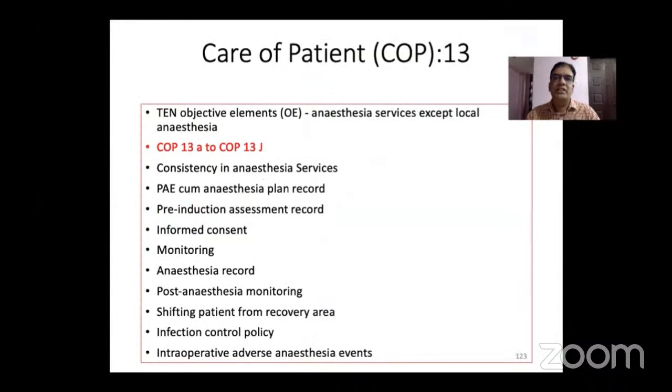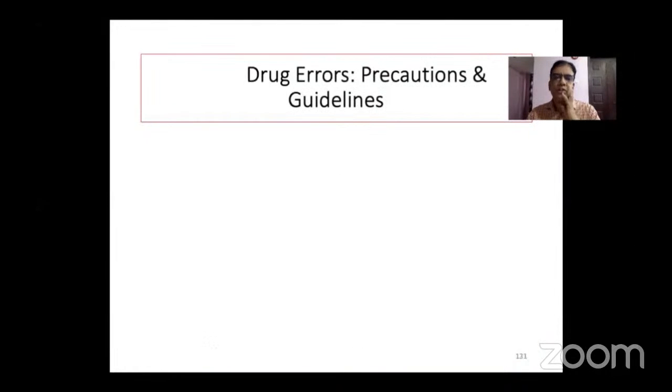In the care of patient, item number 13, A to J, about 9 points, it has got discussion about the data keeping. Starts from the consistency in the initial record keeping to pre-anesthetic evaluation, pre-induction, consent, monitoring, anesthesia record, post-anesthesia monitoring, shifting, infection control policy, and reporting of intraoperative adverse anesthesia events and data management have also been advised by NABH. So I'm not talking about the drug errors and precautions because it's an entirely big chapter.